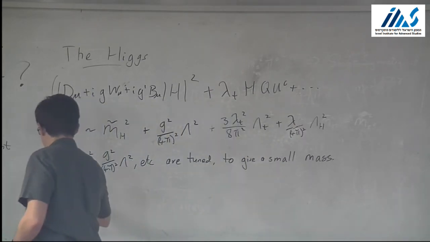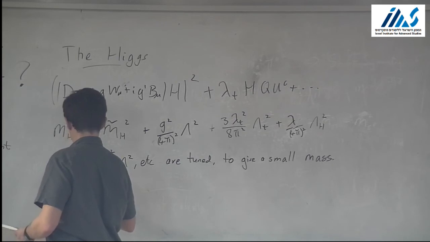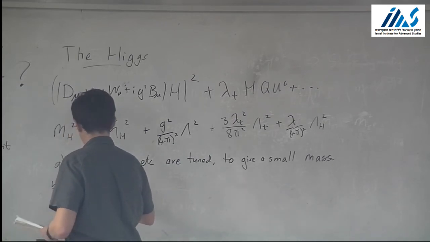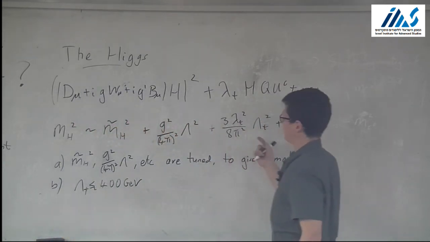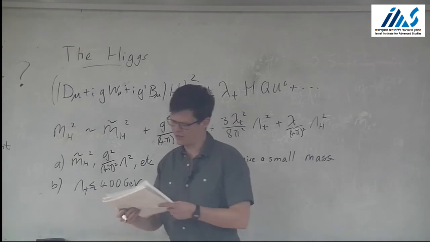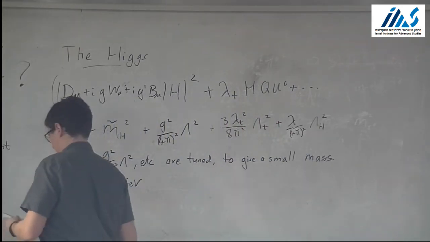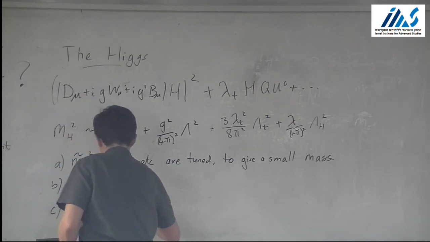You could have the second scenario, which is that lambda in the top sector at least is less than about 400 GeV. This is just saturating, so that this would come out at the observed Higgs mass. Or the possibility that the Higgs mass squared is never calculable.